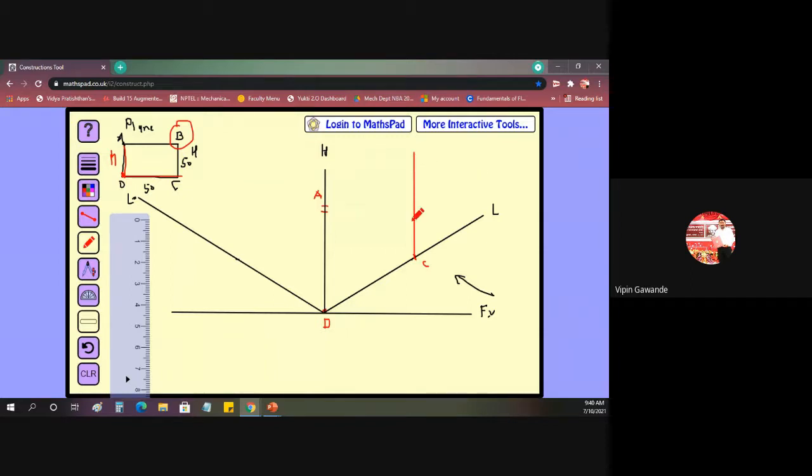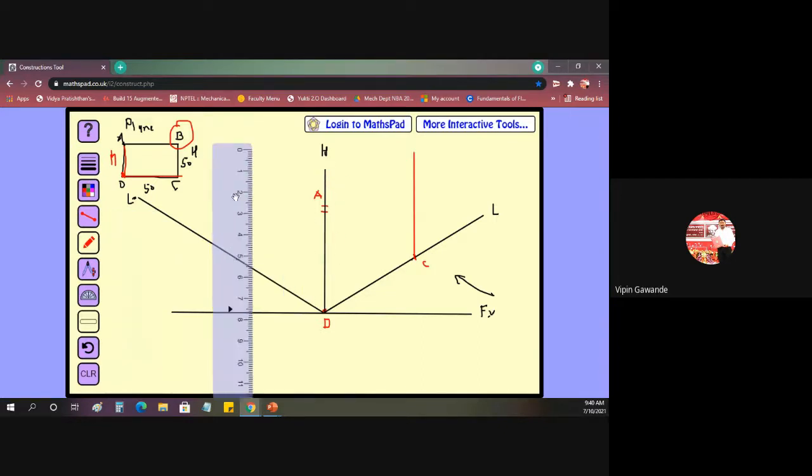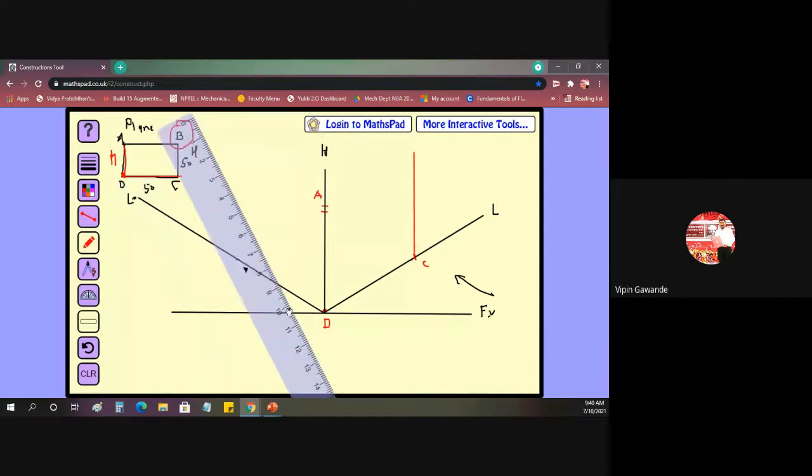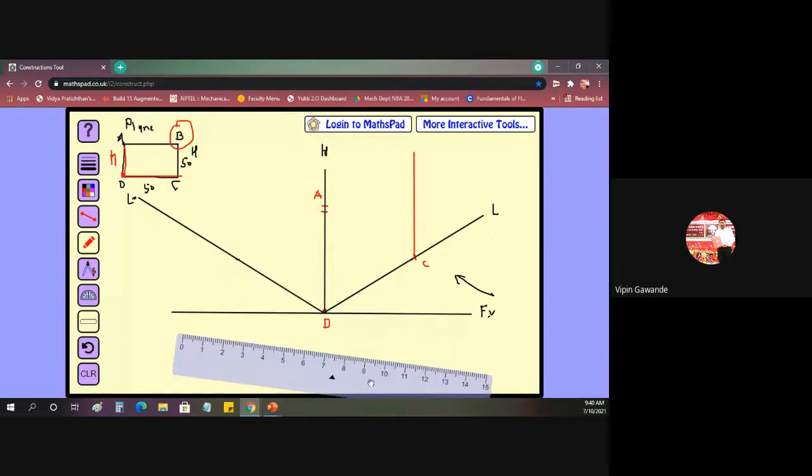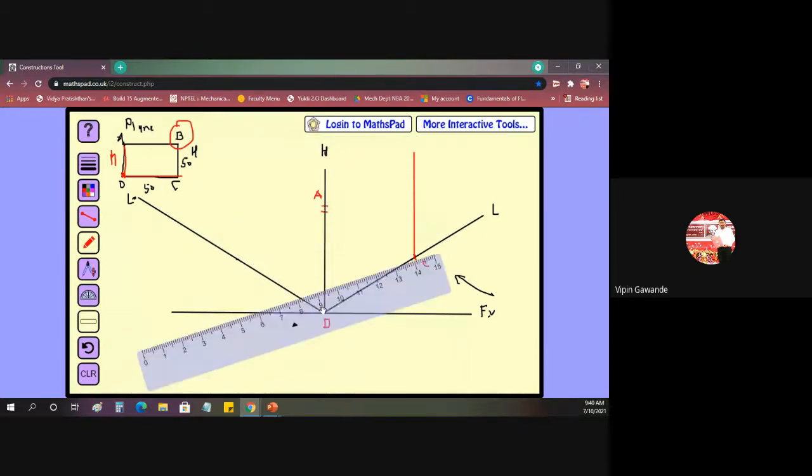Now drawing the isometric lines. We are drawing isometric lines because this line is parallel to the isometric axis. Now what is the second line? The second line will come from A, parallel to DC.